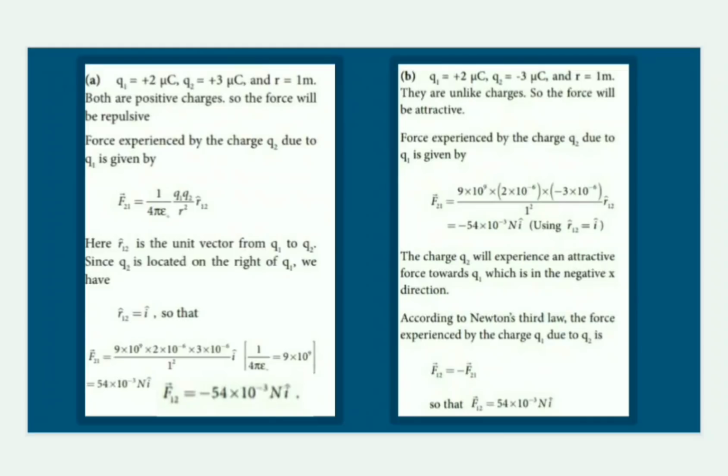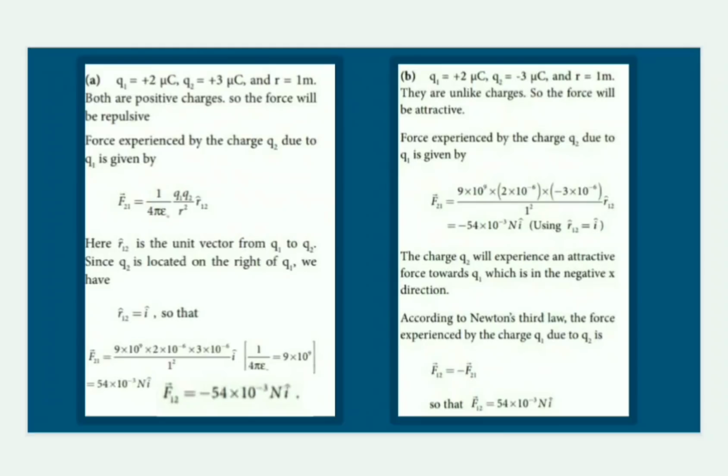What about F12 then? F12 is minus 54 into 10 power minus 3 Newton i cap. Can you guess why, children? Yes, because they are oppositely directed, so we can write it in that manner, or otherwise i cap can be replaced as minus i cap and we can proceed in that manner too. Okay, now come to the second problem.